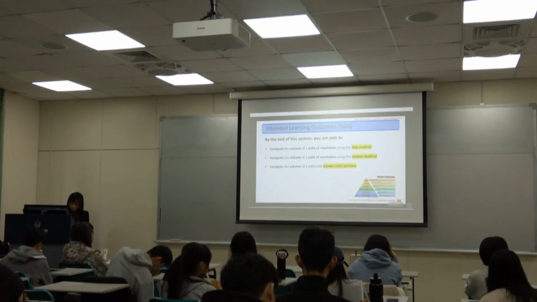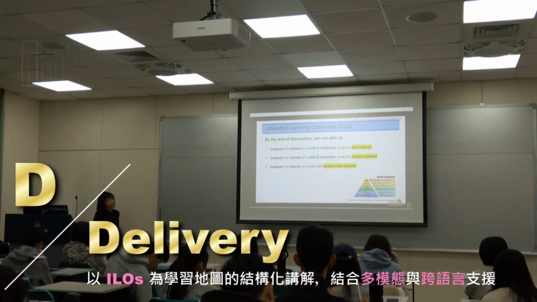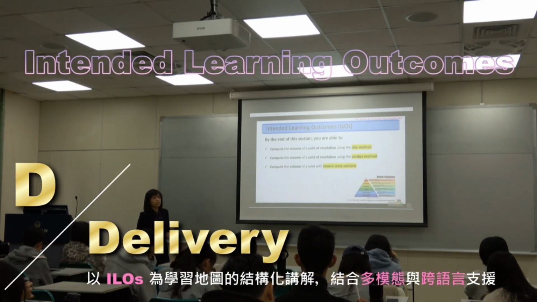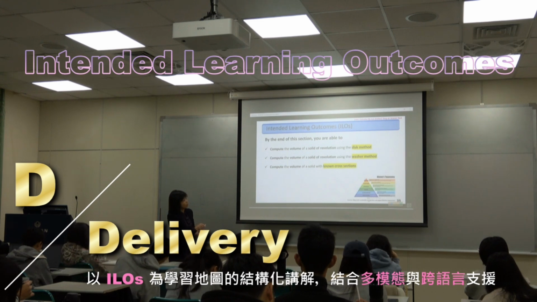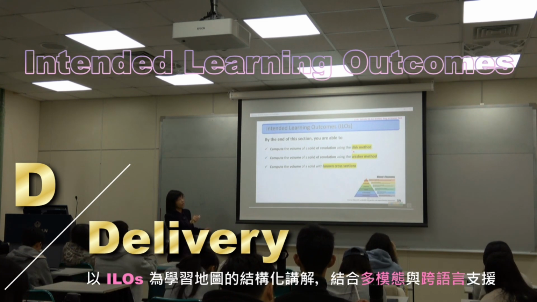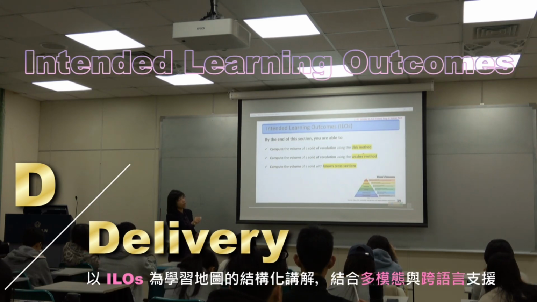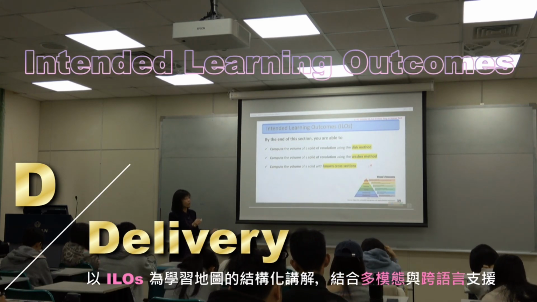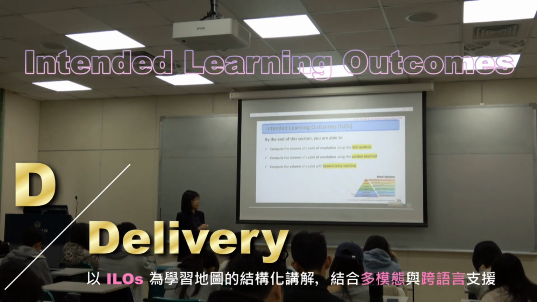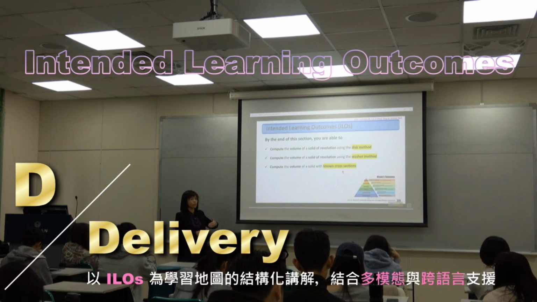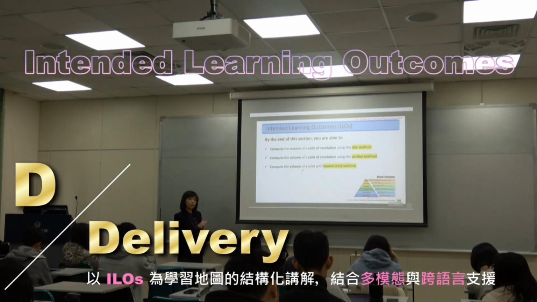Okay, and so the intended learning outcome by the end of the sections, you should be able to know how to use the disk method to find the volume, and then how to use the washer method to find the volume. And if you are given a cross-sectional area, can you sum up all the cross-sectional areas to find the volume of the solid? Alright, so these will be the three objectives we need to achieve by the end of the chapter.